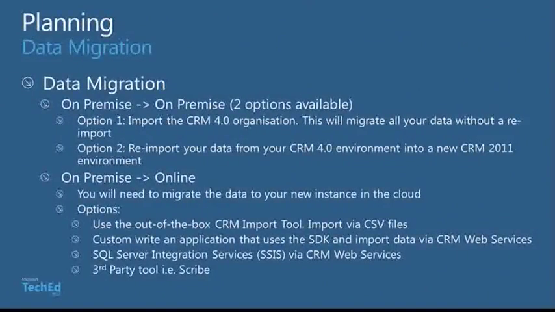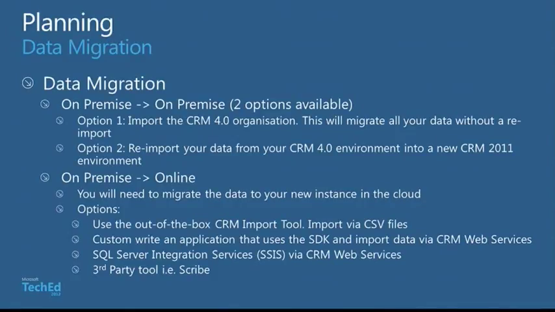So I just touched on data migration. So there's two options if you're going from on-premise to on-premise. The first option, which I'll take you through a demo of a little bit later, is you can import the CRM for organization. This will migrate all your data without having to re-import it. Or you've got the second option where, if you've created a new instance, you can use tools to bring that data from your old CRM4 environment into your new CRM 211 environment. And that's quite a bit more work, so I'd normally recommend the first option, so you could bring your data across, but there may be factors why you can't do that.